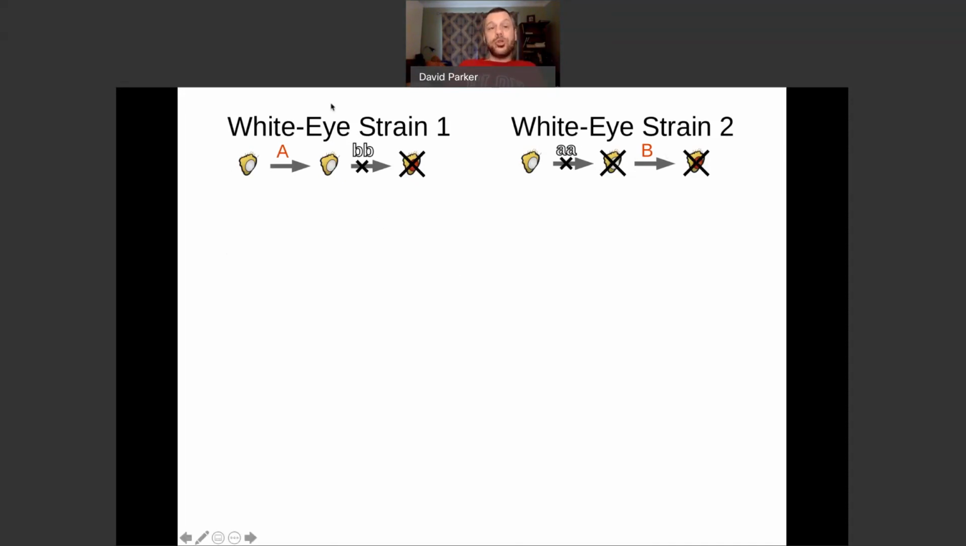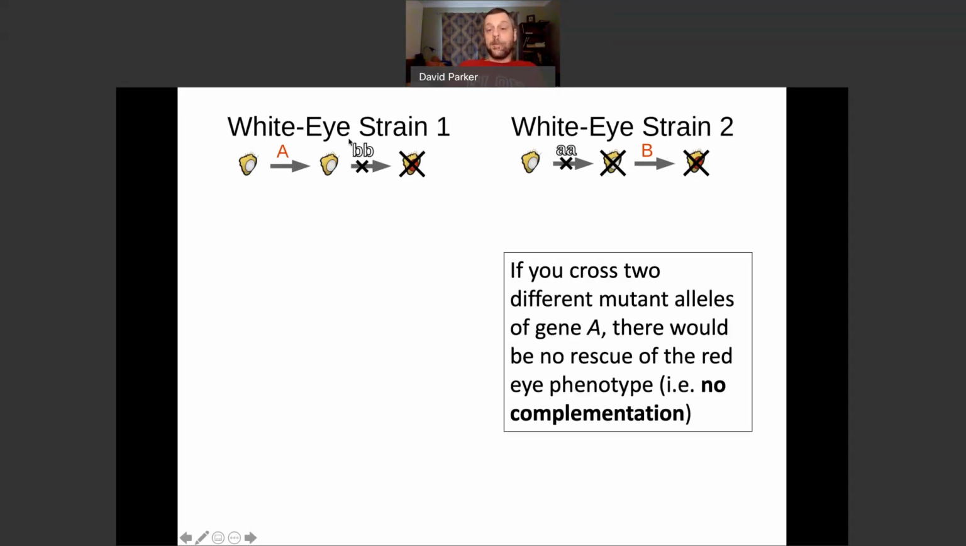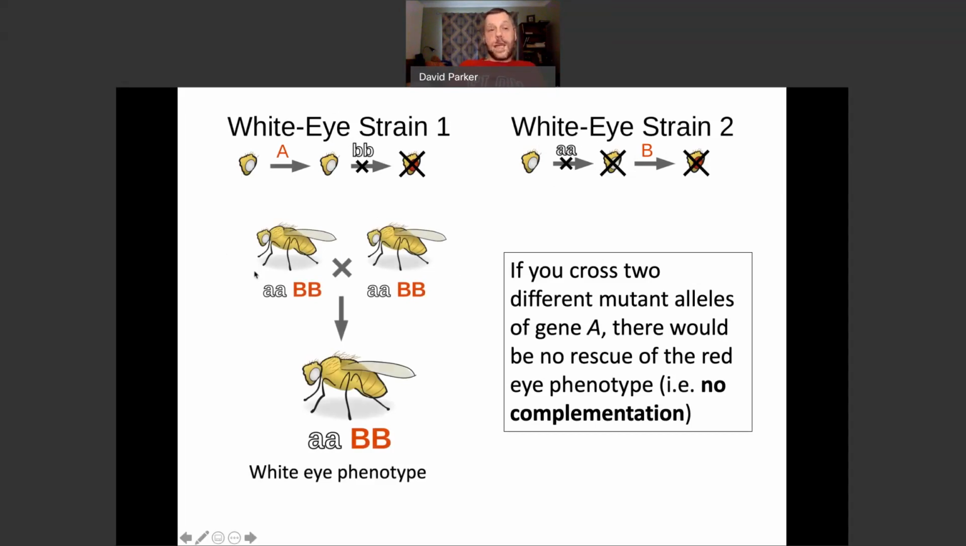So if we take two white-eyed flies that are both homozygous mutant for B, and we cross them together, or A, it doesn't matter. Here we have two white-eyed flies that are like strain 2. They're homozygous for the non-functional A allele. Cross these together, no rescue takes place because you have homozygous little a, homozygous little a. There's only one thing that the progeny can be. This is a true breeding strain.